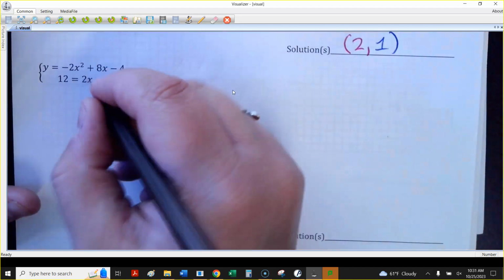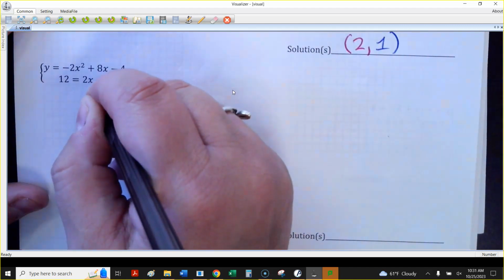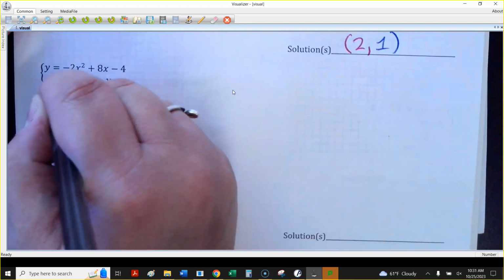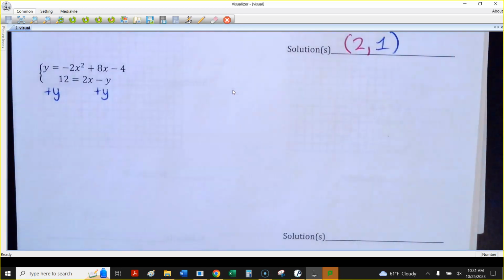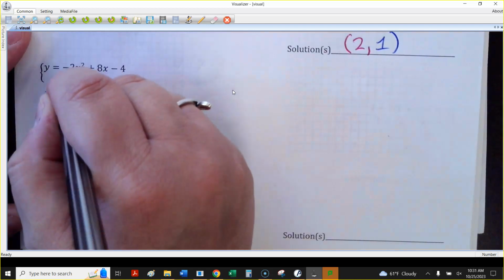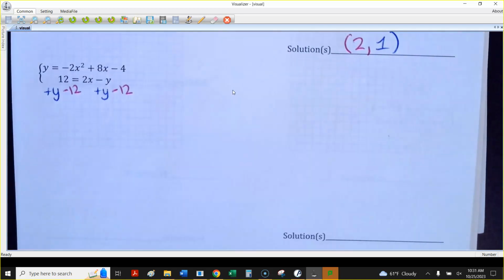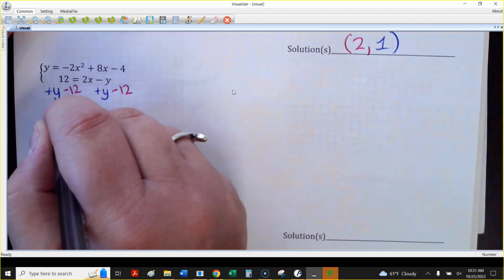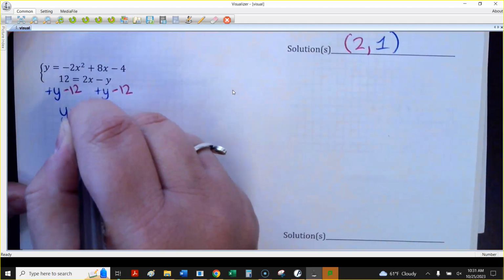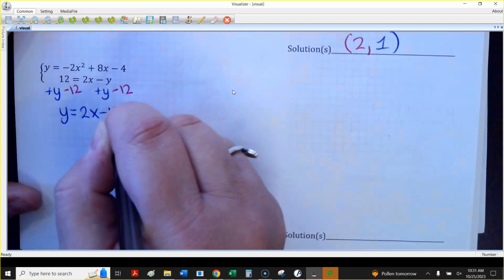All I would have to do is add y to the other side. And in the same step, because I'm being lazy, I'm going to move the 12 to the other side. So I'm just going to try to get y by itself. So add y to the left side, and I'm going to move the positive 12 by subtracting it to the right side. So that second equation is really y equals 2x minus 12.